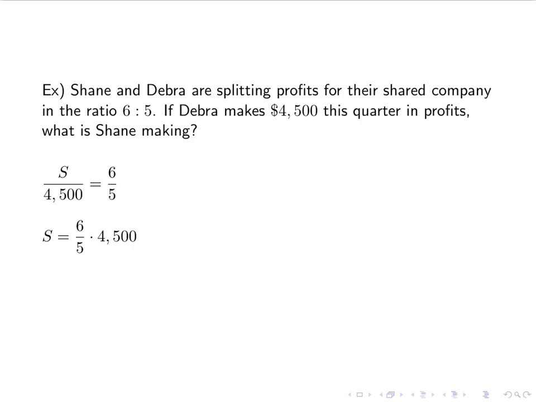Multiply both sides by 4,500. And Shane is making $5,400 in profit when Deborah makes $4,500.